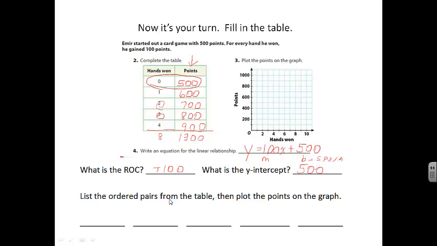List the ordered pairs from the table, then plot the points on the graph. So to list the ordered pairs, these are your ordered pairs. It's easier to see in a vertical table like we have here. So 0, 0 and 500. 1 and 600. 2 and 700. 3 and 800. 4 and 900.